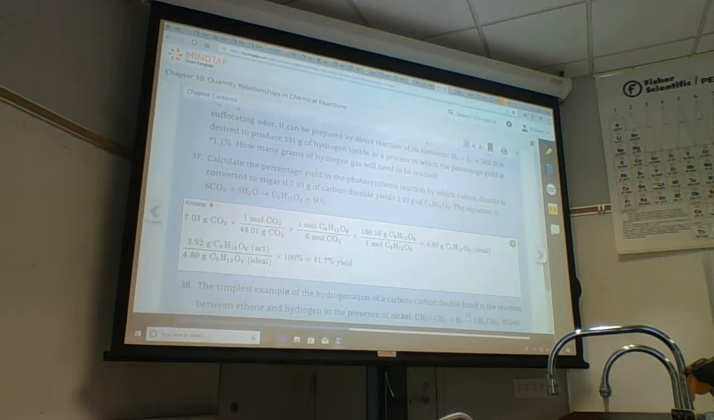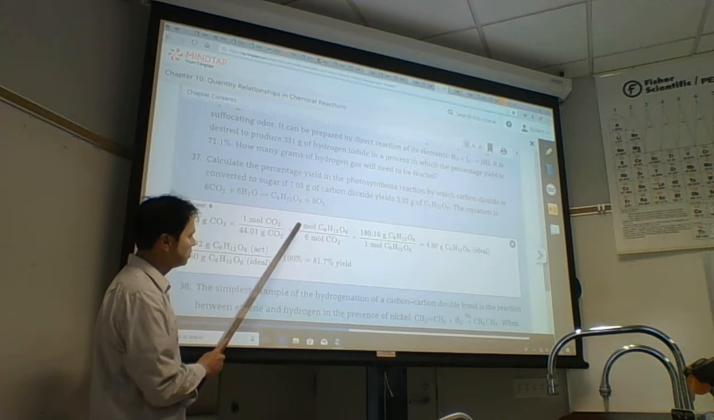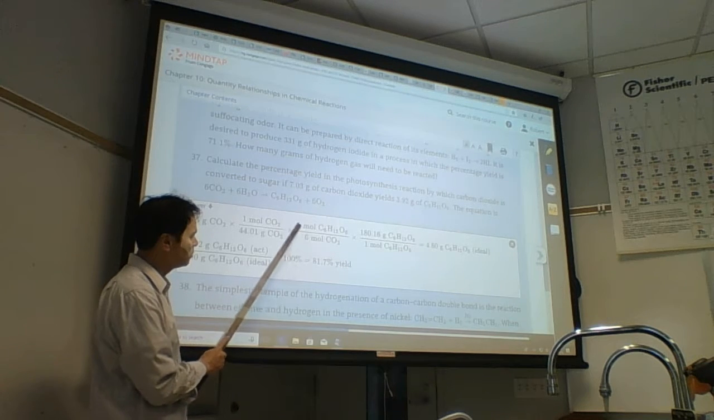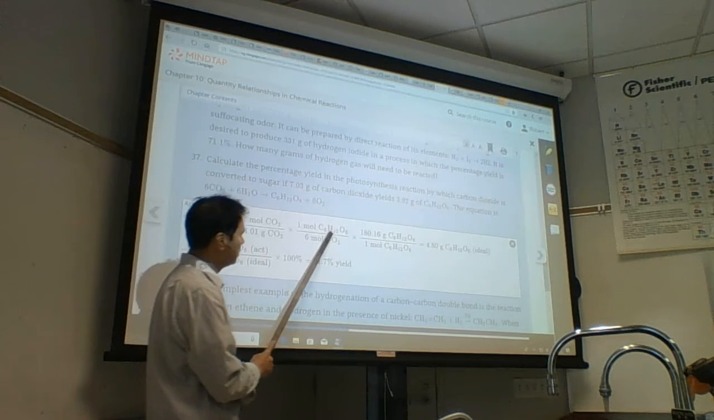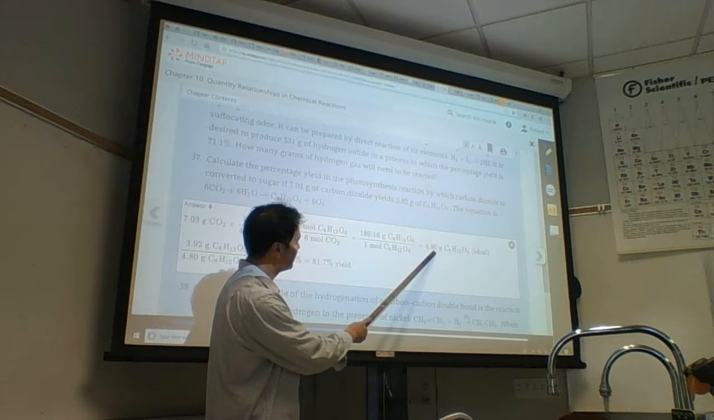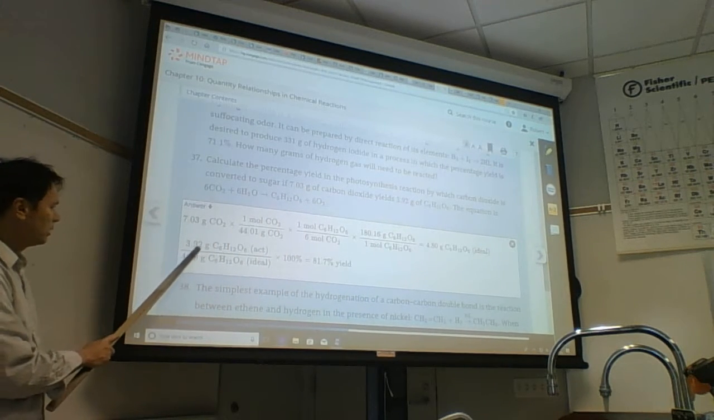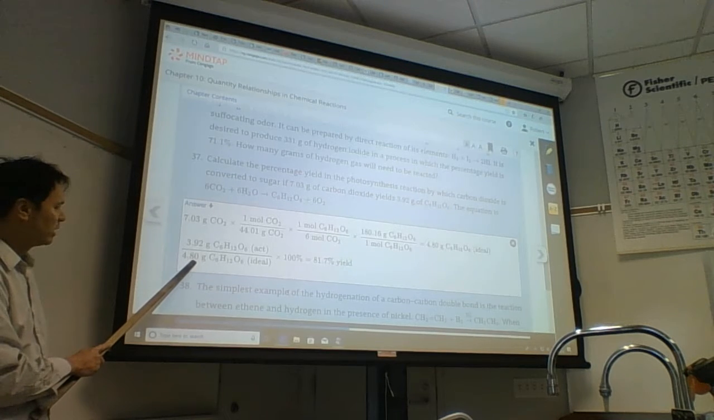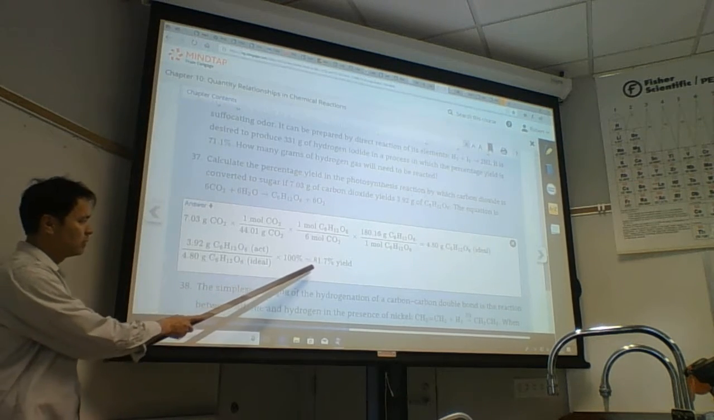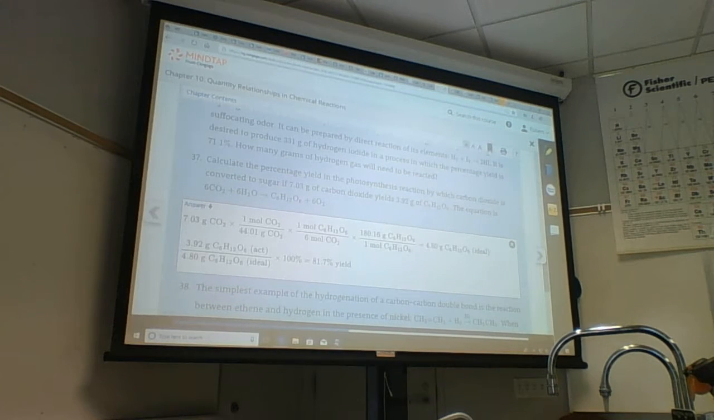And so this is what they did. Grams of CO2 to moles of CO2, moles of CO2 to moles of sugar. Here it's a 1 to 6 mole ratio, so it doesn't always have to be 1 to 1. And then moles of sugar to grams of sugar. The theoretical yield is 4.80, the actual yield is 3.92. So they got 3.92 grams out of a possible 4.80, times 100%, which gives us an 81.7% yield. That's pretty good. Okay, so those are calculations for determining percent yields.